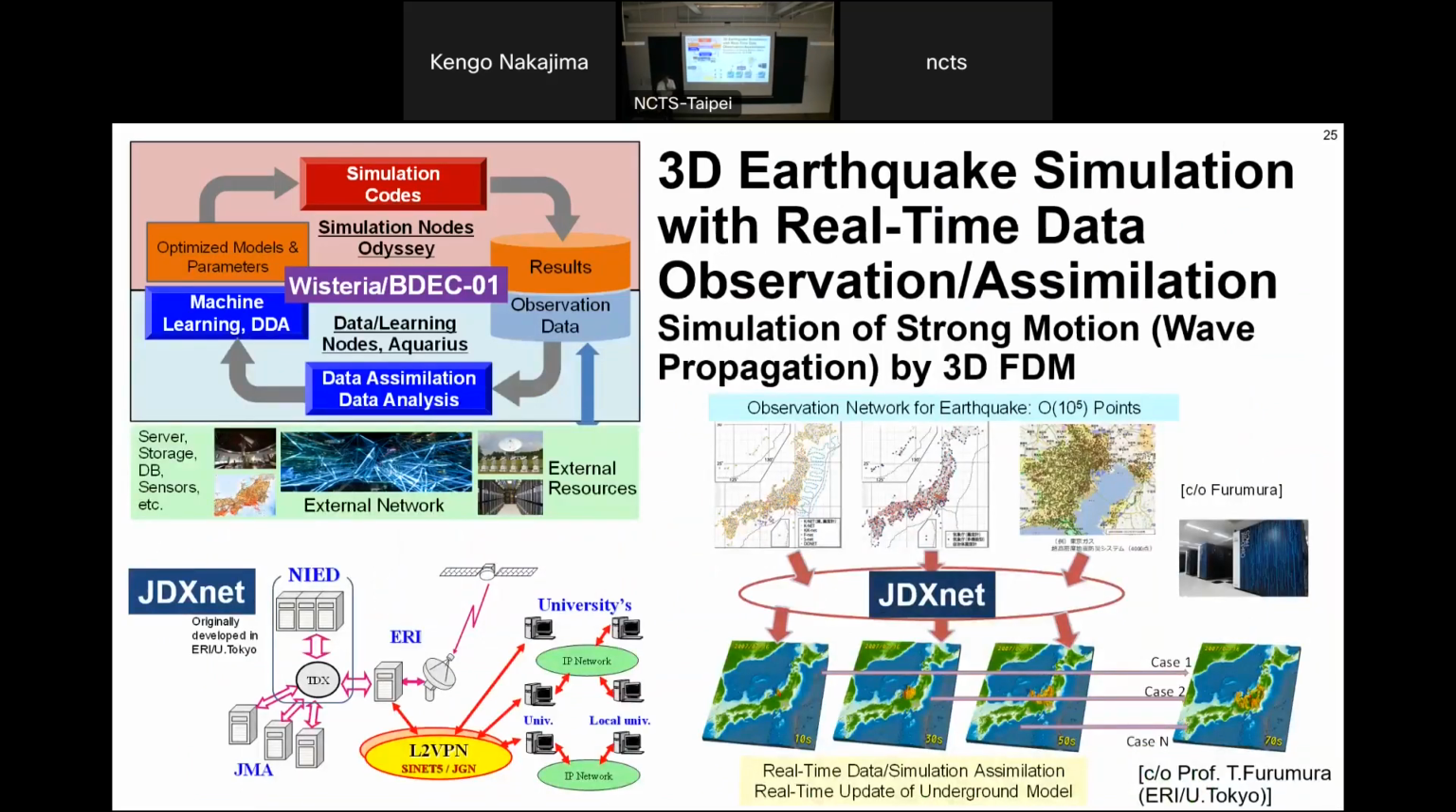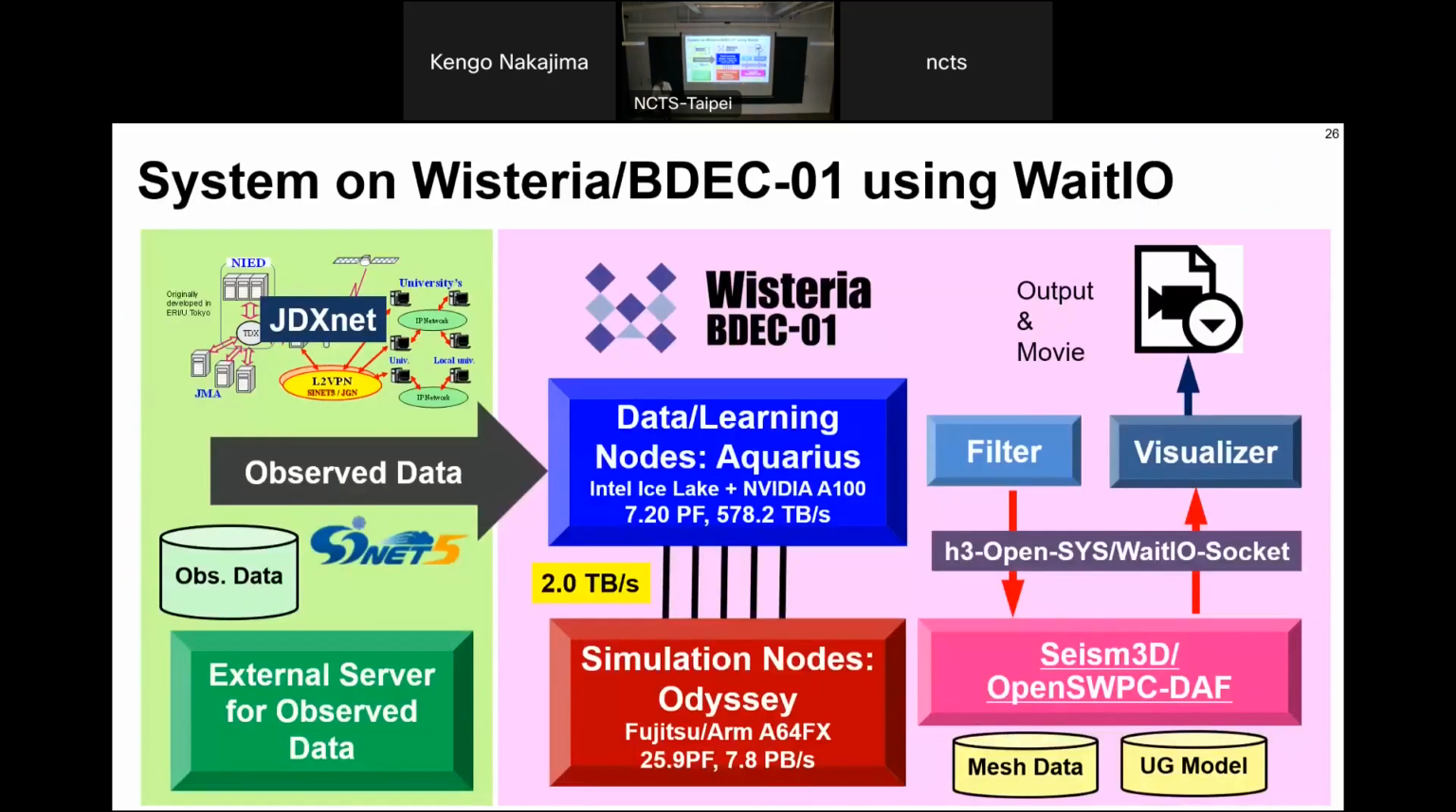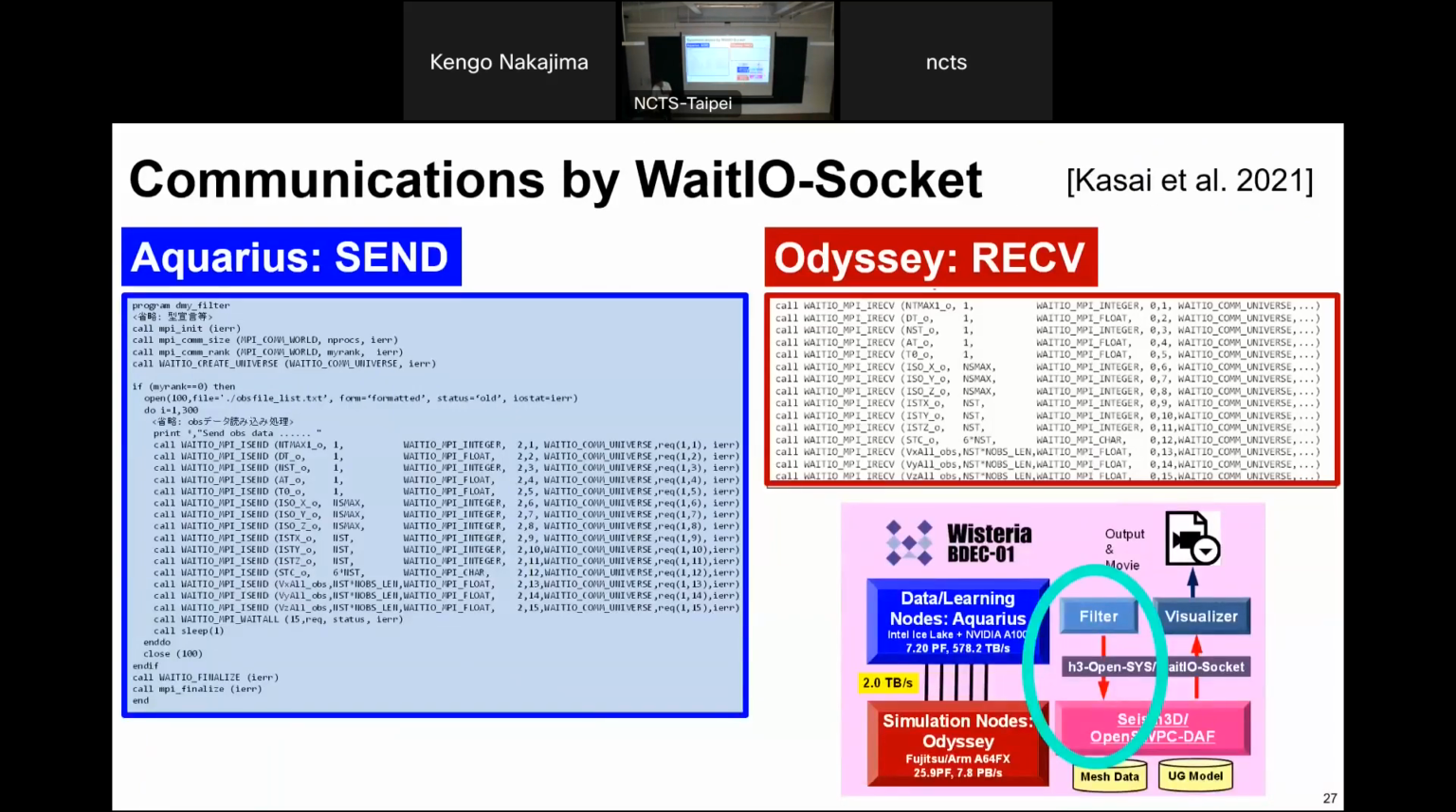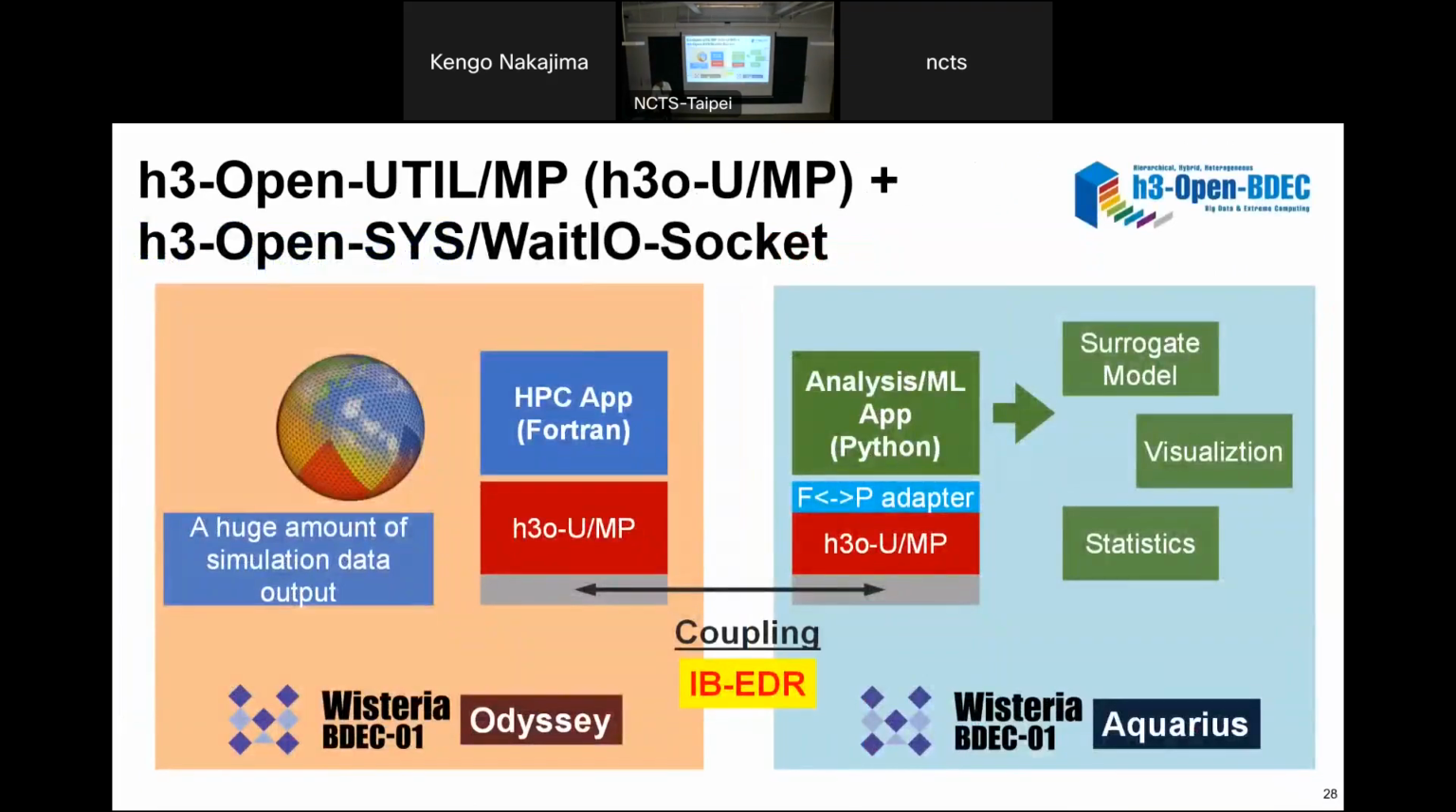So we utilize this type of system. For example, one is a 3D architecture simulation with real-time data observation and assimilation. We are based on real-time observational data to predict the earthquake simulation data. And another application is this type of integration of simulations and AI workload through this coupler using Odyssey and Aquarius.